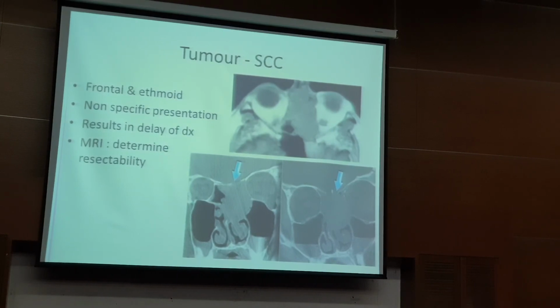So MRI is usually done to determine resectability, whether there is invasion, perineural spread or things like that. And here you can see that there is destruction of the normal septae, in contrast with polyposis where you can still see septations within the soft tissue density.